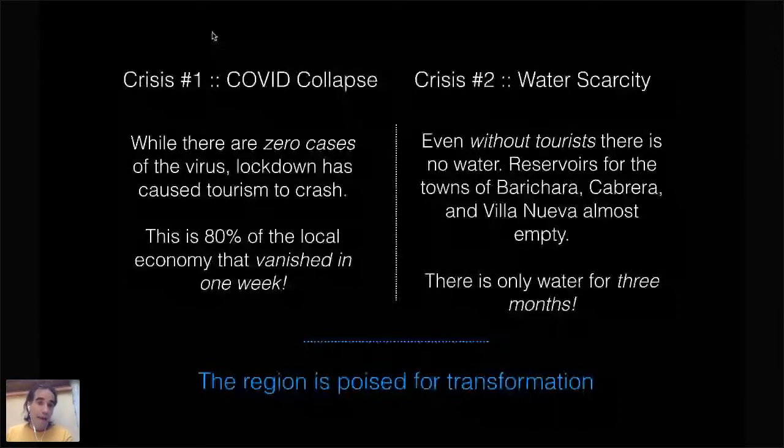And due to larger global patterns, we don't know if it will ever come back in the way that it was before. And of course, the problems dealing with water are only made worse if the old tourism model is kept. So we have a contradiction between these things that the community of Barichara and the surrounding region are going to need to grapple with over the next few years.